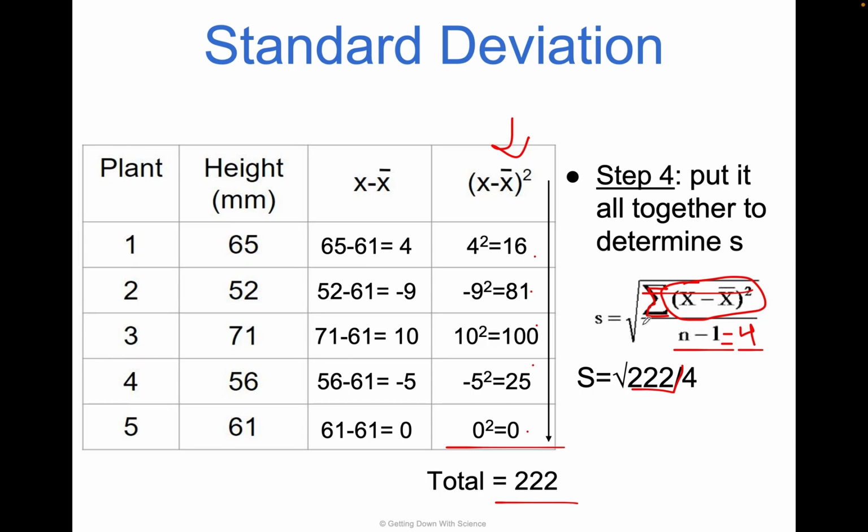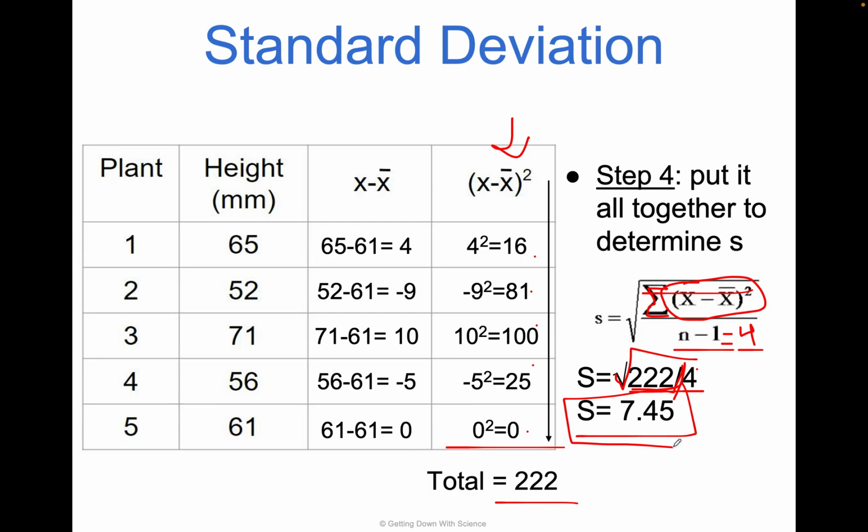After, I should say, before we get there, you're going to square root the whole thing. So however, order of operations, you remember that from algebra, 222 divided by 4, square root. Our degrees of freedom is 7.45. I'm sorry, not our degrees of freedom. Geez, our standard deviation is 7.45.